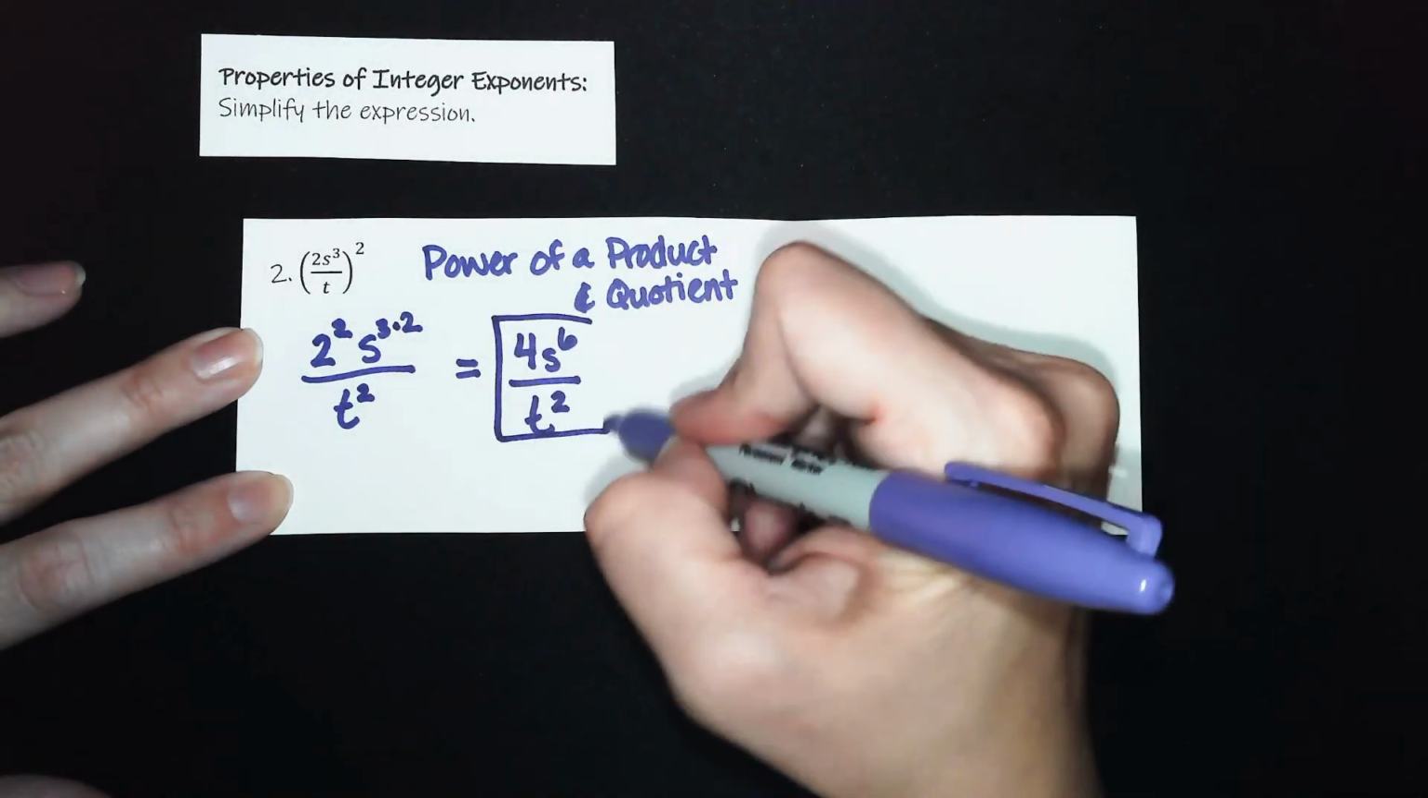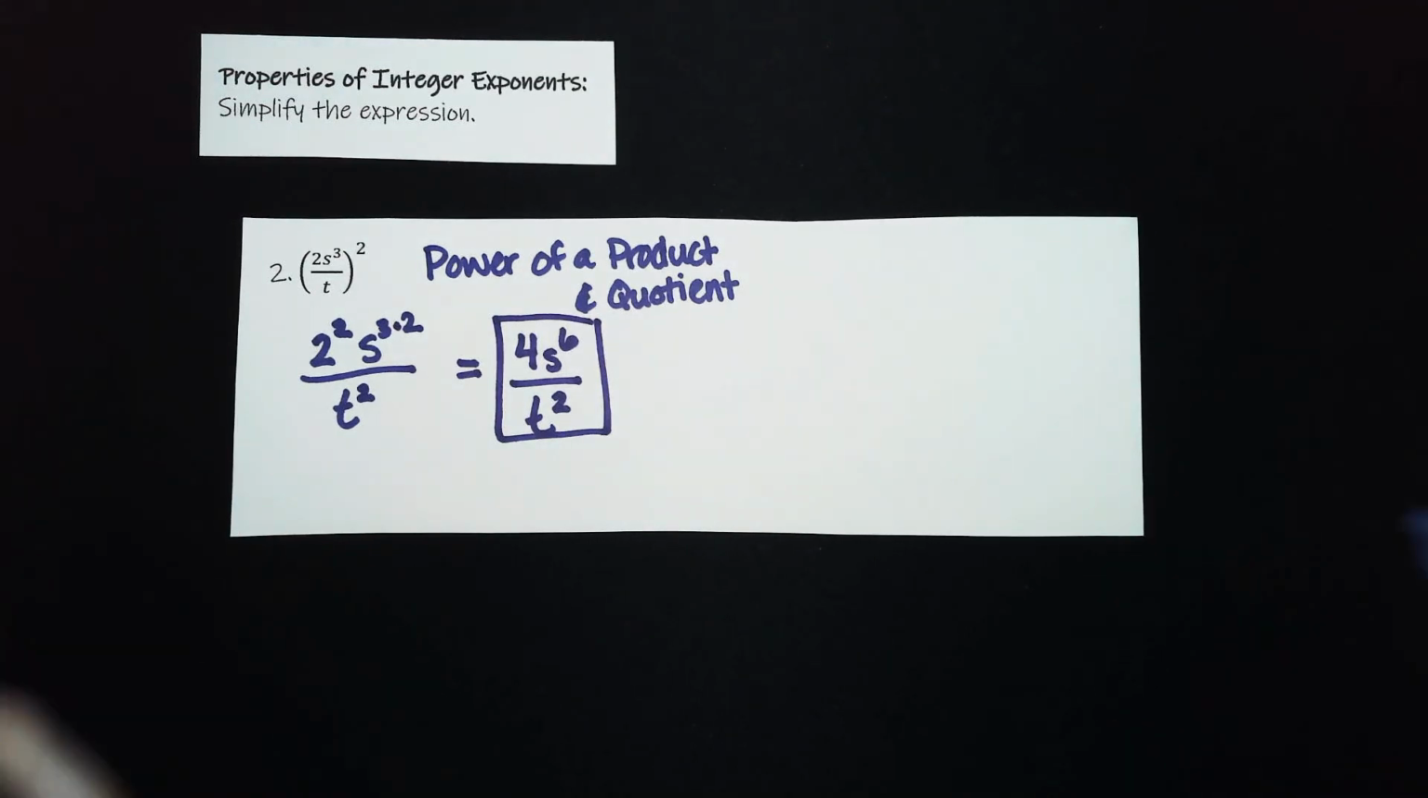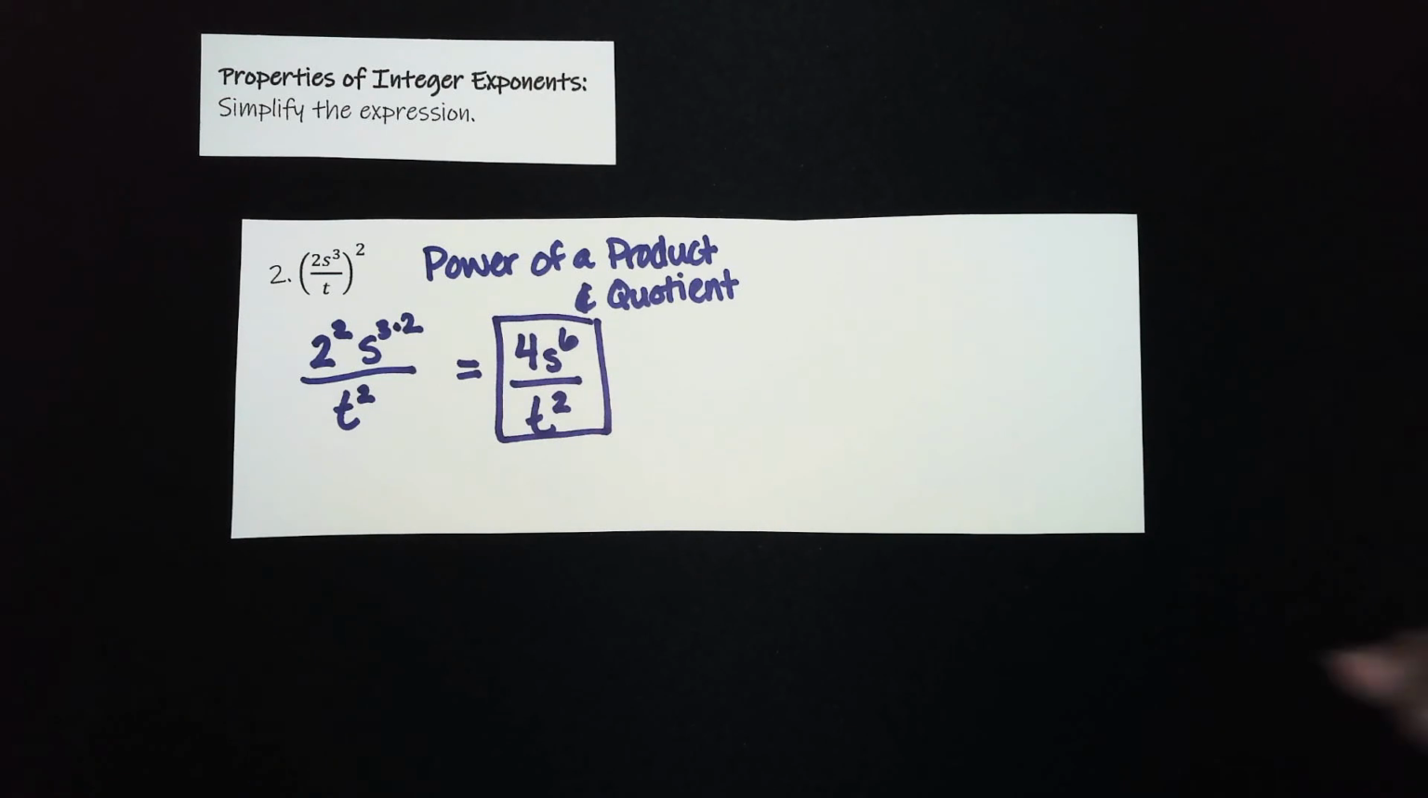Nothing else can simplify. I don't have a negative power. Okay, I don't have any other constant terms or number terms. I don't have more than one s or more than one t. So this is as simplified as it gets.